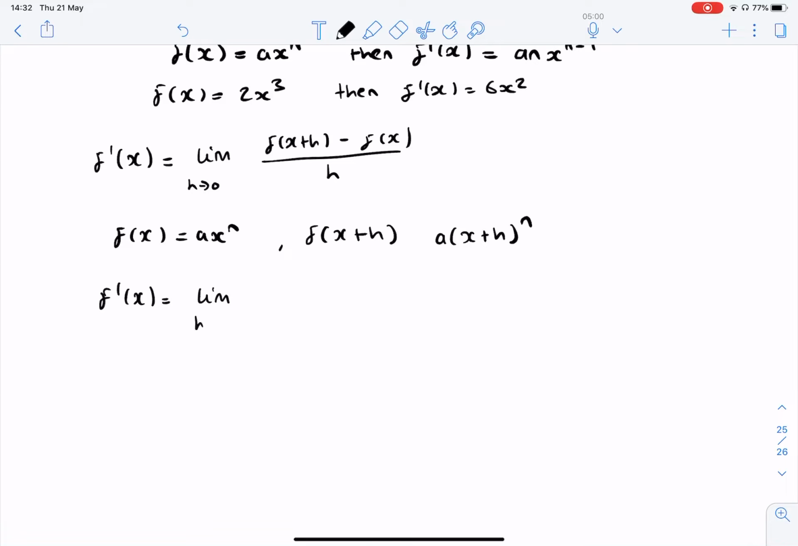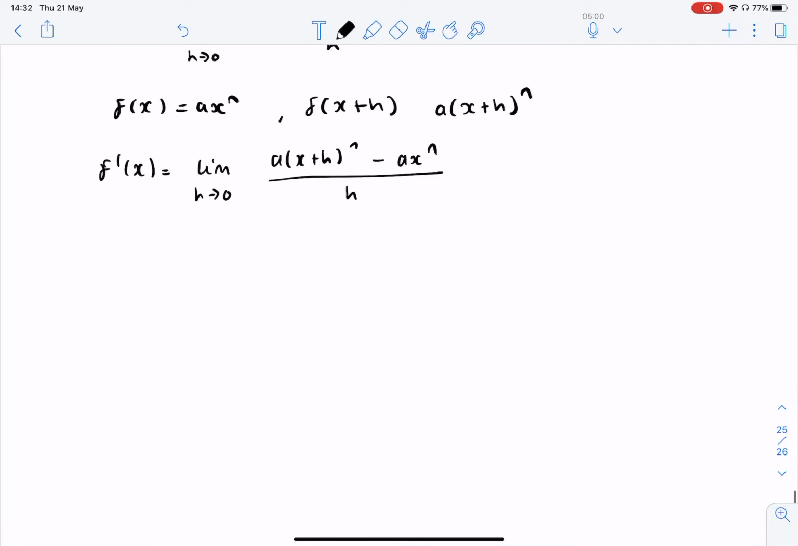The limit as h tends to 0 of a times (x plus h) to the n, minus ax to the n, all over h. Now we can factor out an a, which leaves us with (x plus h) to the n, take away x to the n, all over h.